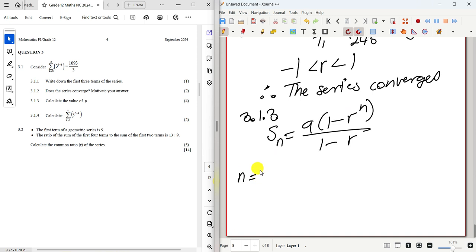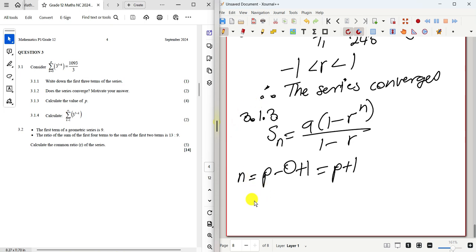N is top minus start, rather end minus start plus 1. So it's P minus 0 plus 1. So n is P plus 1. Right? N is P plus 1. Happy? So that is our n.